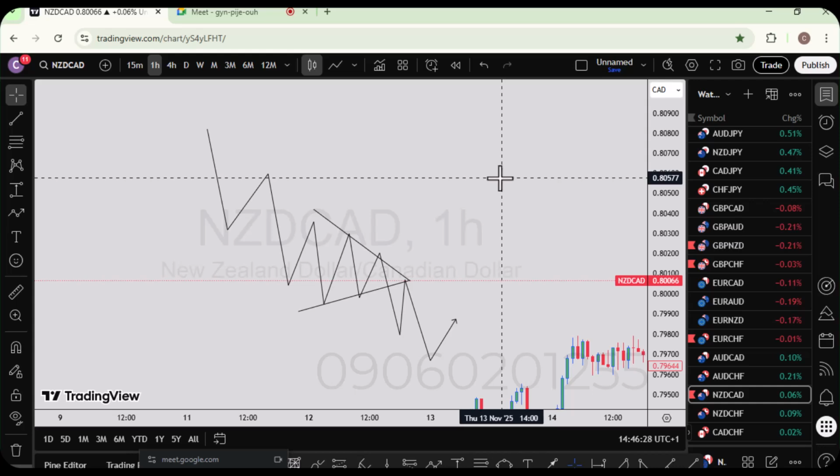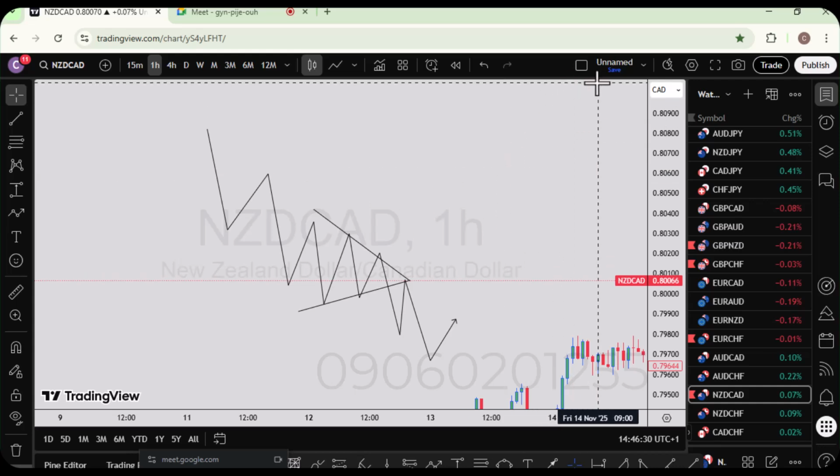Is this clear? Yes, sir. Now, let's see how we can define our measurement objective.